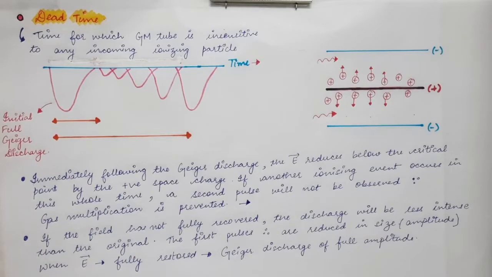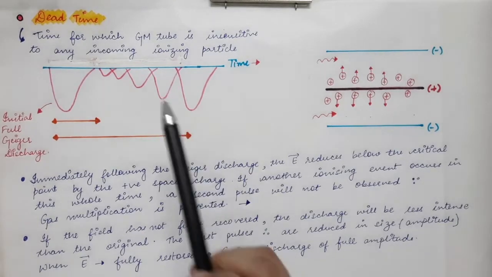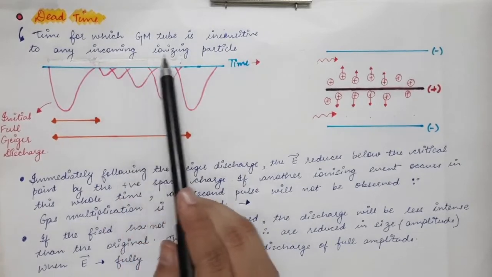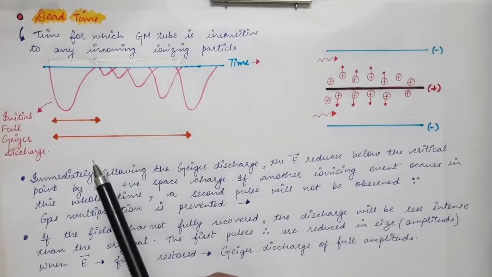As we say that the GM tube is used to detect the number of particles which are entering, but there is a particular time for which the GM tube becomes insensitive. So what is this dead time? This dead time is the time for which the GM tube is insensitive to any incoming ionizing particle.